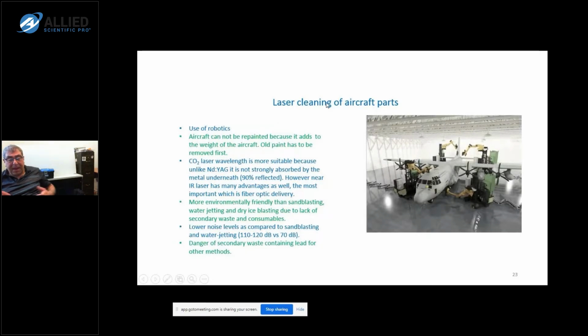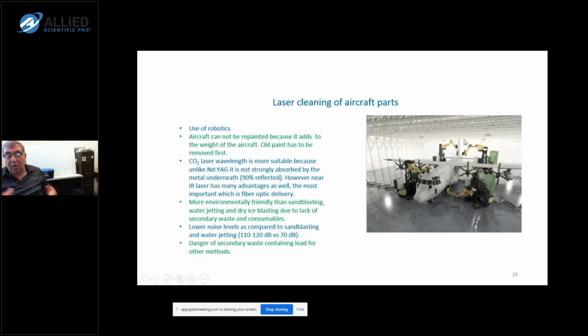So we come to some applications here. Laser cleaning of aircraft parts, for example, is one of them. Here you can see the aircraft is in a hangar, and different robots are cleaning different parts of it. Probably this is a CO2 laser because they're not using fiber optic. They're using many different robots to direct the beam at different parts.